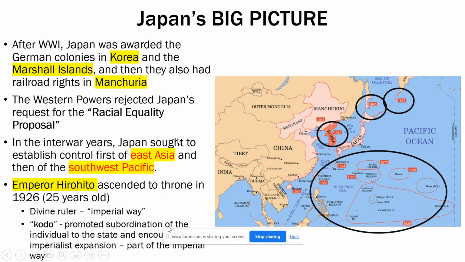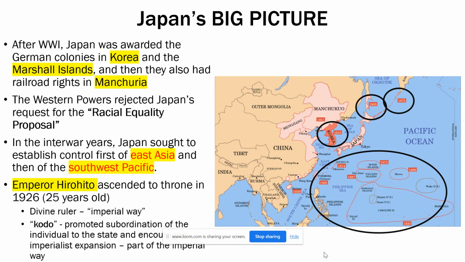A big thing that happens in the interwar years is you get a new ruler in Japan. His name is Emperor Hirohito. He's only 25 years old. And it's interesting, and this is going to be really important for us as we think about how the war actually ends. There is an entire belief system wrapped around this leader that has been a part of Japanese history for a couple hundred years now. And that is the belief that their leader is a divine ruler, that he is a representative of God, that he speaks for God, and that he has divine authority.